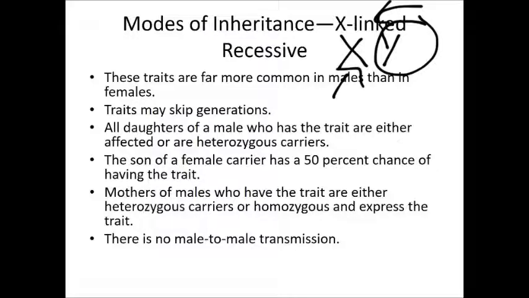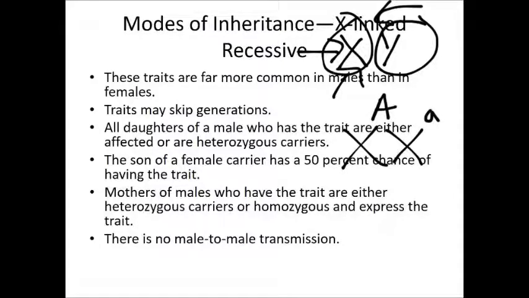These traits can skip generations, since females can be carriers. All daughters of a male who has the trait are either going to be affected or they're going to be carriers, because the affected male, again, only has one X, and it has the trait. It's carrying the trait. The son of a female carrier has a 50% chance of having the trait. Again, women are XX.